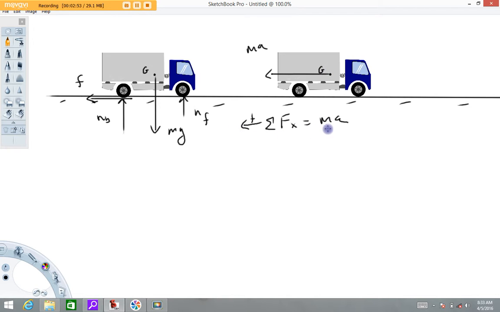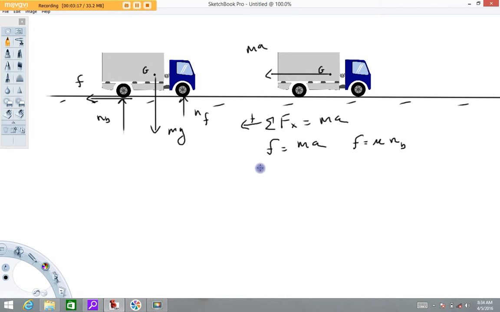So summing forces in the x direction equals MA. We take a look at our free body here. Only one force in the x direction, F, and that equals MA. And right next to it, I'm going to write that the frictional force is equal to the coefficient of friction times the normal force. It's important to realize in this example, it's the back normal that's important. The front normal is not mattering at all.